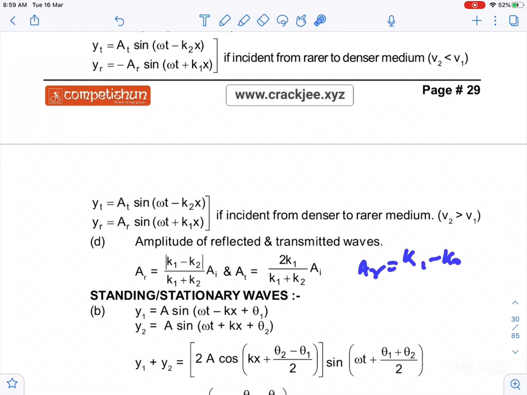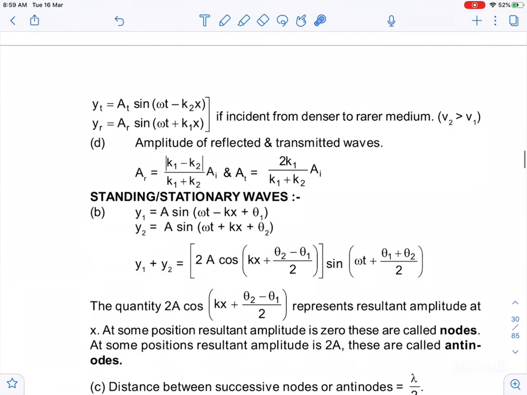Now guys, when I have to calculate the amplitude of the reflected and transmitted waves, you have to keep this in mind. The amplitude of the reflected wave is nothing but (k1 minus k2) upon (k1 plus k2) into the amplitude of the incident wave, and the transmitted amplitude I can write as 2k1 upon (k1 plus k2) into the incident amplitude. They have not asked these things in JEE, but I am predicting that in future they can ask these things.